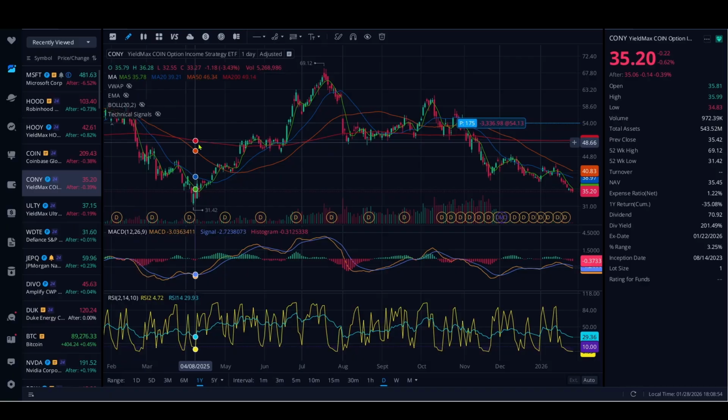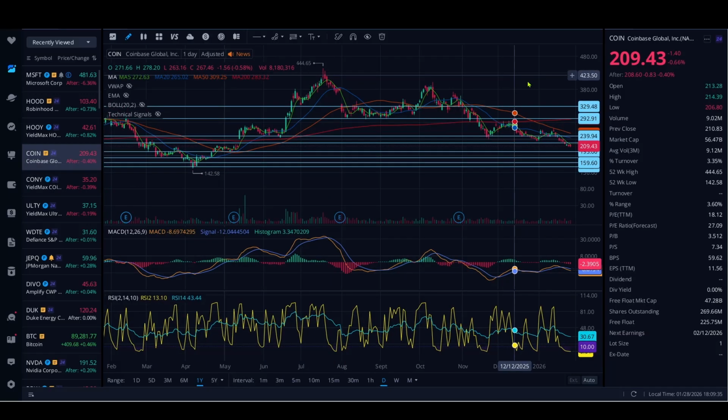But as you can see overall, when you remove the noise of the distributions and of that reverse split, it is somewhat sideways, even though it is now coming really close to the bottom of around that 3150. But all of this is just noise, right? Because what is actually going to drive Coney is Coinbase, and that's ticker COIN.